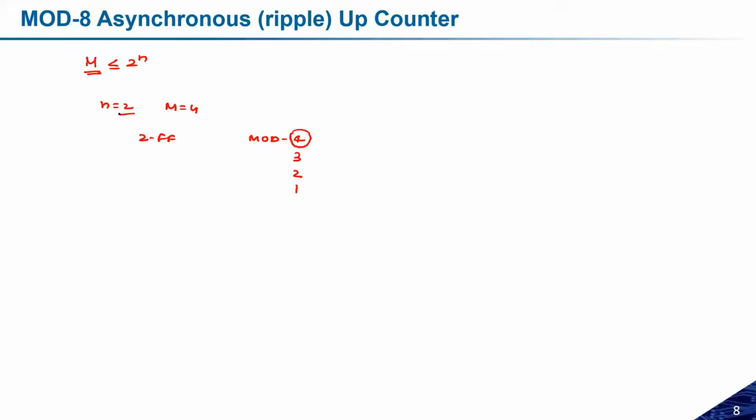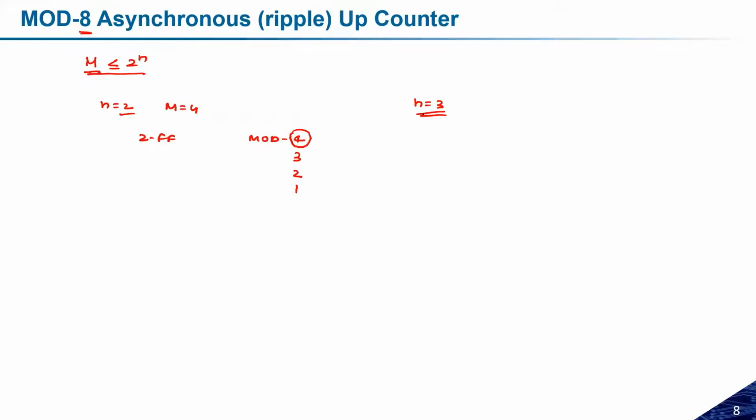This is the important thing that you should know, and this is a really key point that you should remember. Suppose I have to make a mode 8 counter. We know this formula, m is less than or equal to 2 to the power n, and if m is equal to 8, it means n comes to 3. So it means that we require 3 flip-flops to design the counter.